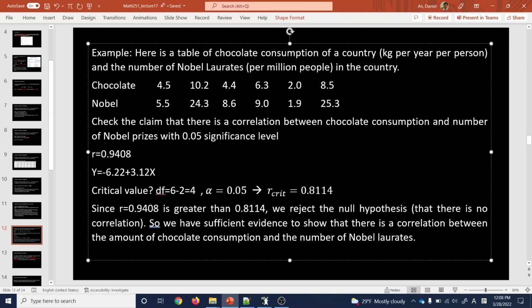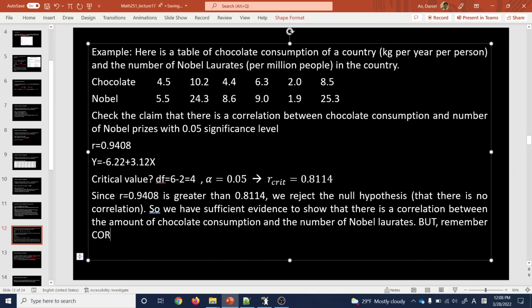Now, what's really important is that, remember, correlation does not mean causation. Have you heard of this before? Correlation does not mean causation. Some of you may have heard it. Having a correlation does not mean one is causing the other. It doesn't mean that chocolate consumption is going to produce more Nobel laureates, nor does it mean that having more Nobel laureates makes the citizens of that country consume more chocolate. It's just correlated somewhat.